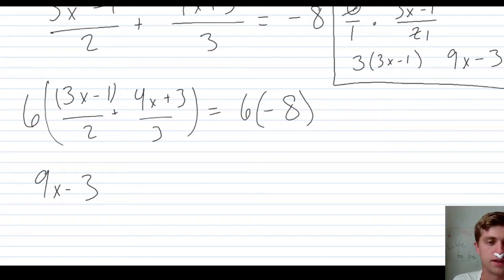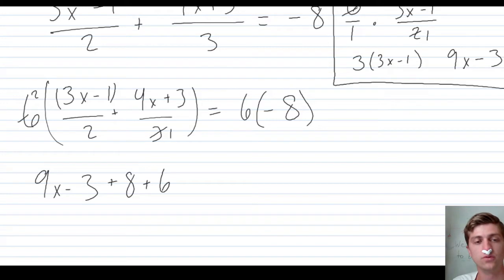Let's do the same thing with our second one. This 3 goes into 3 once, 3 goes into 6 twice, and now we're left with a distribution of 2 into this 4x plus 3. So think of it as 2 times 4x gives us 8x, 2 times 3 gives us 6. And then on the left we got 6 times 8 is 48. We have one negative, which means we have negative 48.